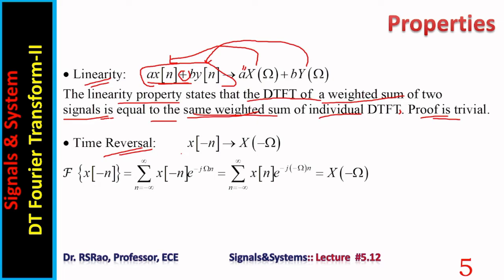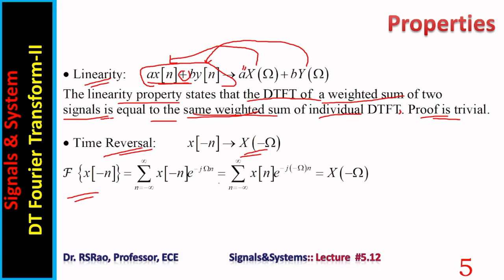According to this property, DTFT of x of minus n is equal to x of minus omega. How to prove this relation? Apply the Fourier transform definition on both sides. Here, DTFT applied to x of minus n. This sequence is sigma n minus infinity to plus infinity x of minus n e power minus j omega n.